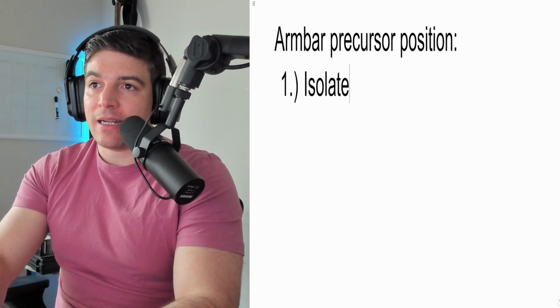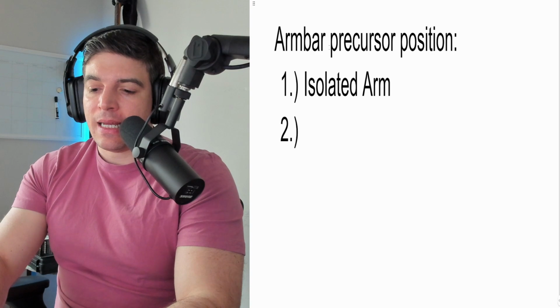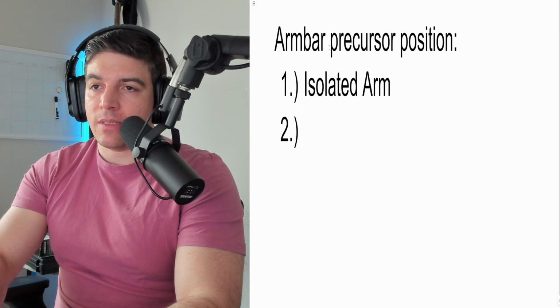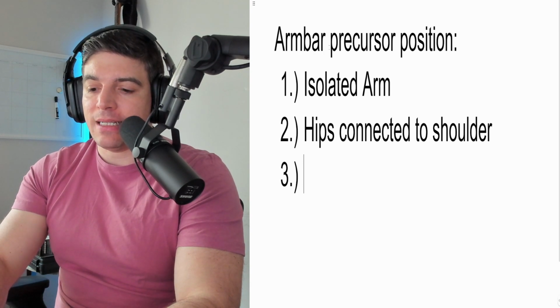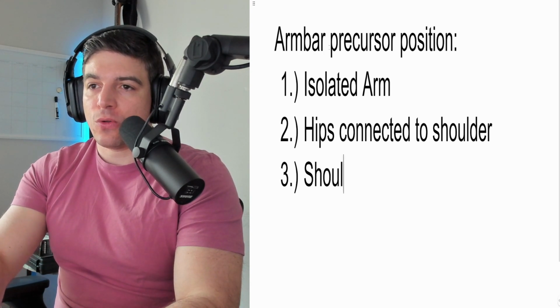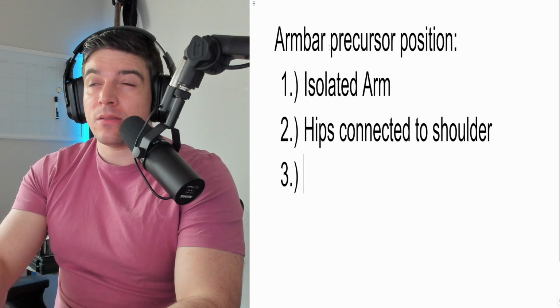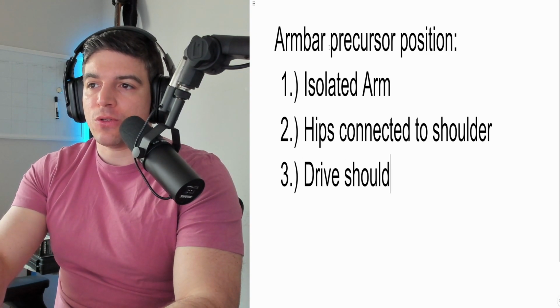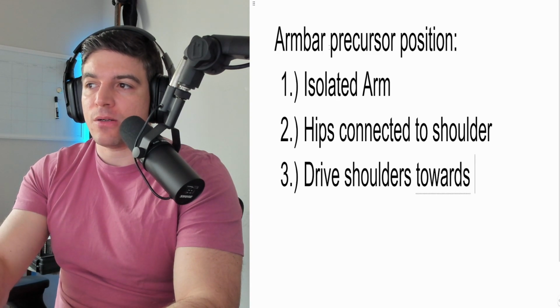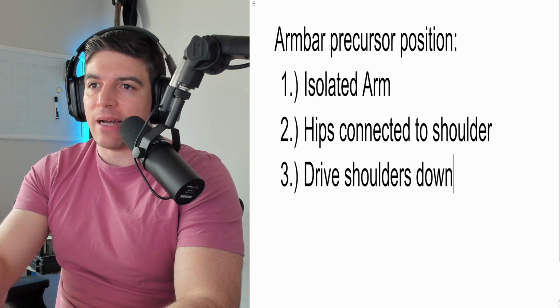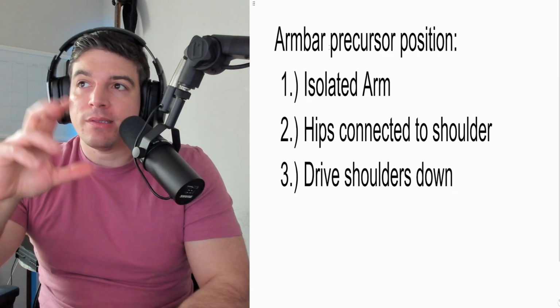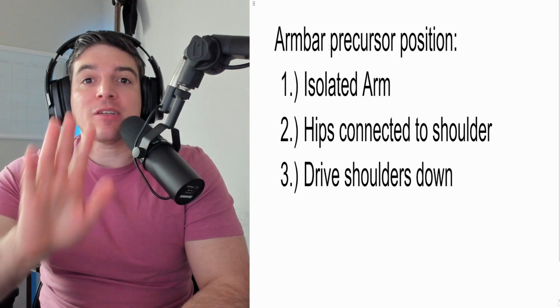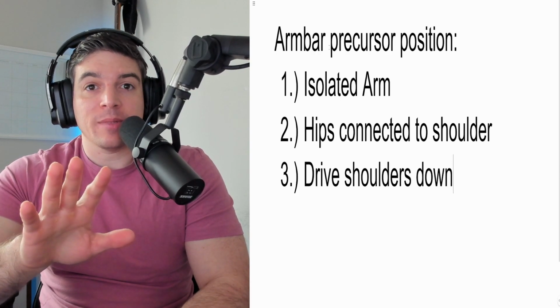We need an isolated arm. We need hips connected to shoulder, and we need to drive shoulders towards the mat, or just down. Drive shoulders down. Okay, so that's their shoulders. All right, so these are the three things that every single armbar has in common. Okay?